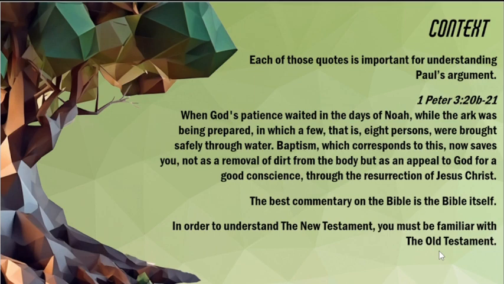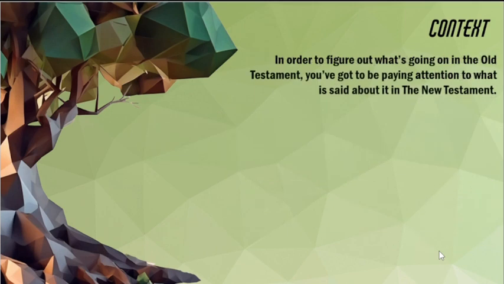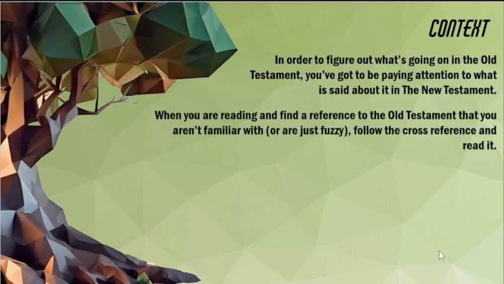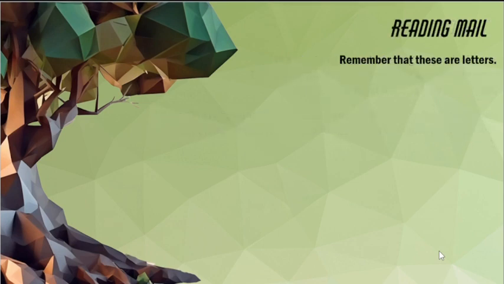And so the Bible is constantly referencing and commenting on itself, as we have seen, talking about meditation literature and everything. Well, this is no different when it gets to these letters to the church. And so in order to figure out what's going on in the Old Testament, you have to be paying attention to what's said about it in the New Testament. And when you're reading and you find a reference to the Old Testament that you aren't familiar with or that you're just fuzzy on, follow that cross-reference and go read it. Go read that story, that quote, go find it in the context that it is, because that's what the author is referencing.